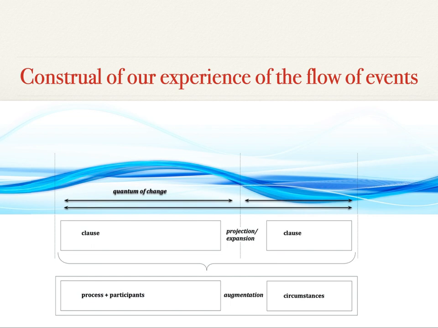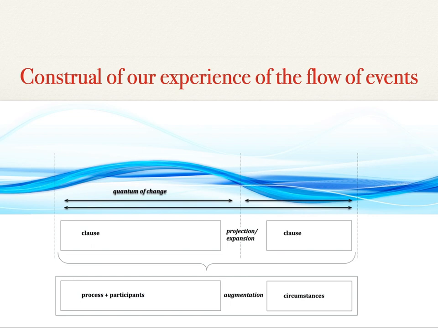So if you have an ongoing flow of events, a key challenge for the system of transitivity is to help speakers and writers decide how to chunk this flow of events into quanta of change. It's not at all given in the nature of things. There are different ways of quantizing, of chunking the flow of events. Within one language, you may see variation, and there can be considerable variation across languages.